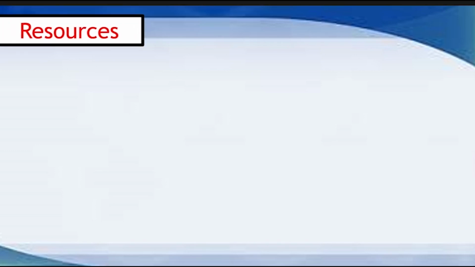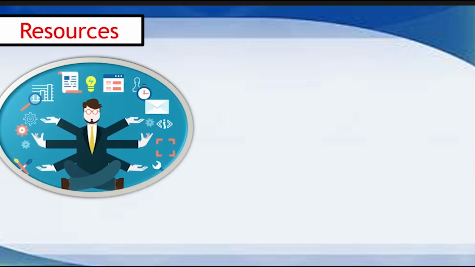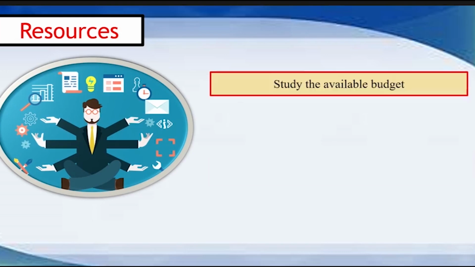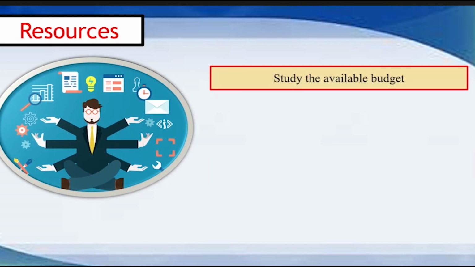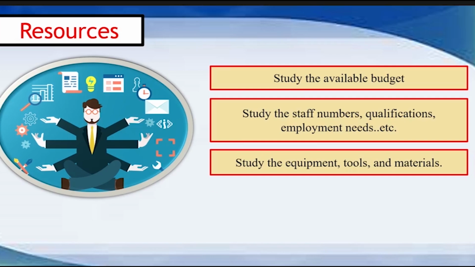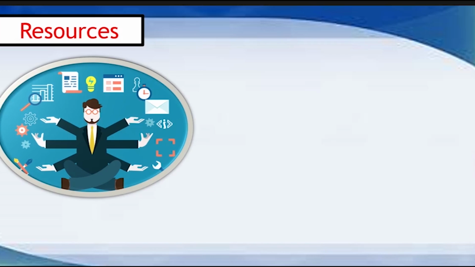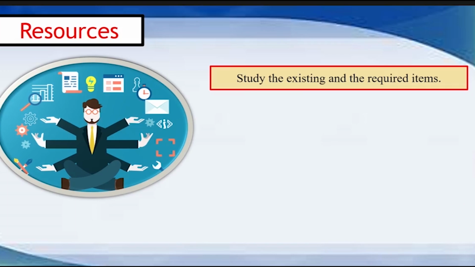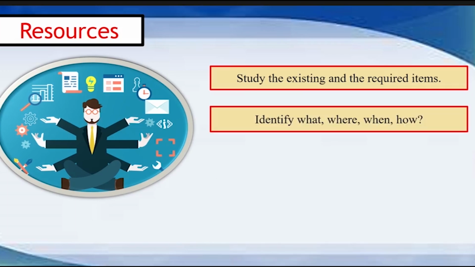Also, we should look through the resources. We should study the available budget. Study the staff numbers, qualifications, employment needs, and etc. We should study the equipment, tools, and other materials, the existing and the required items. And we should identify and delimit what, where, when, and how. We should answer these questions. After that, we can move to the planning stage.